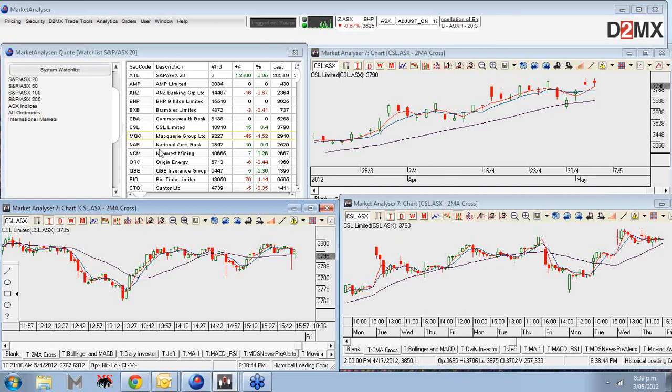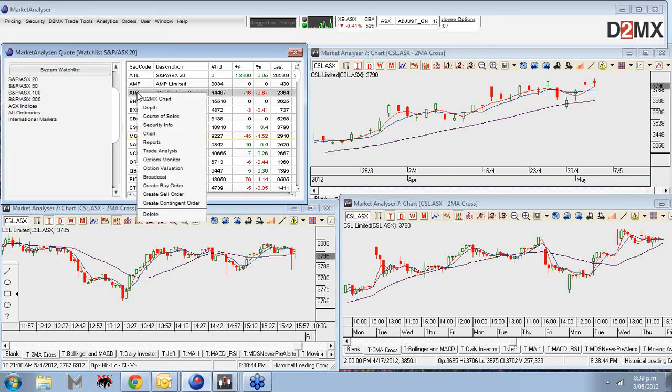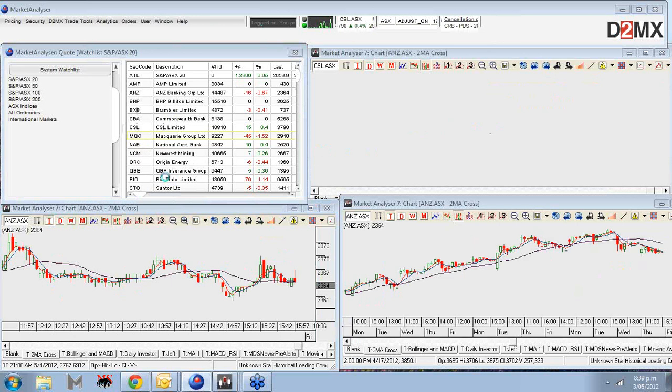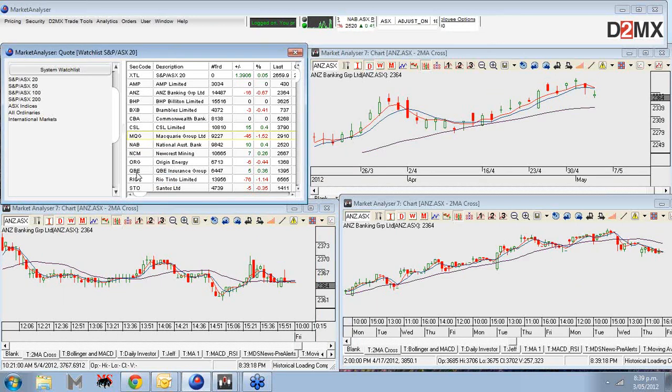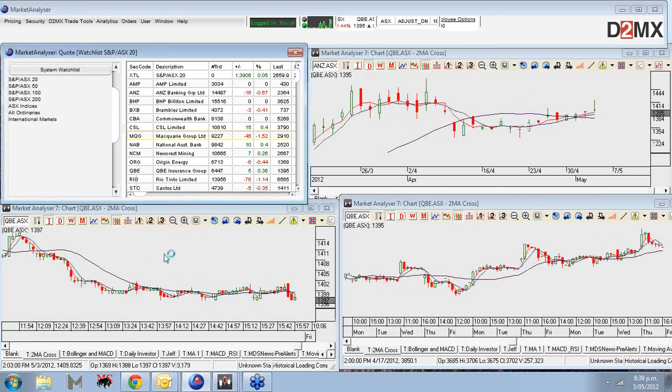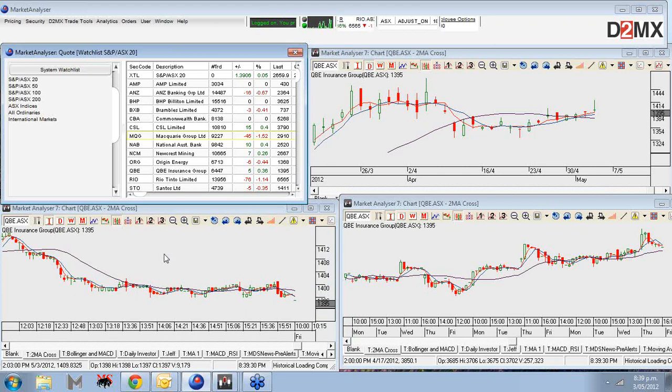But now when I broadcast, and if I click on ANZ, I can right click broadcast, and ANZ will be updated in all 3 charts. We look at QBE and right click and broadcast again, and now QBE appears in all the charts. So these are some of the more standard tools that you'd be fairly familiar with looking at the market intraday. But I wanted to look at a few other things that are in the new platform, some that you may or may not be as familiar with.